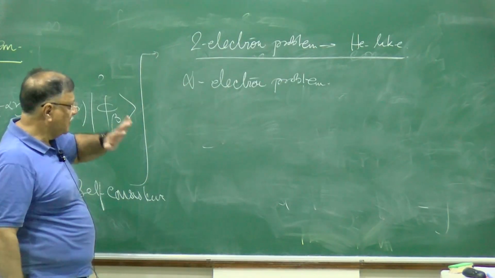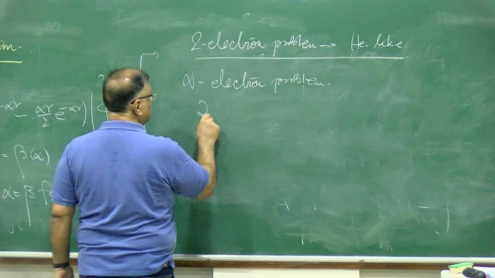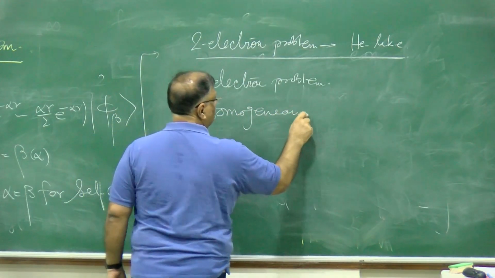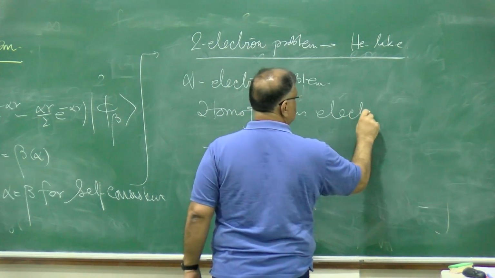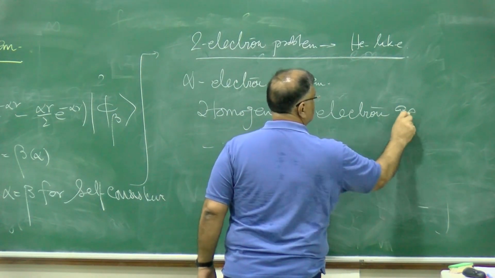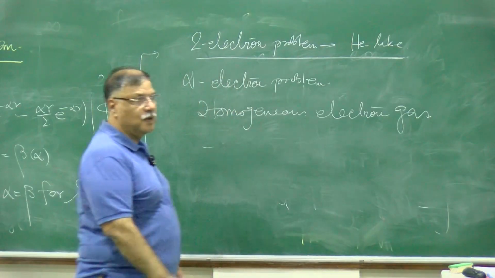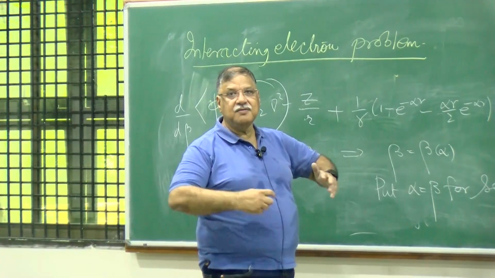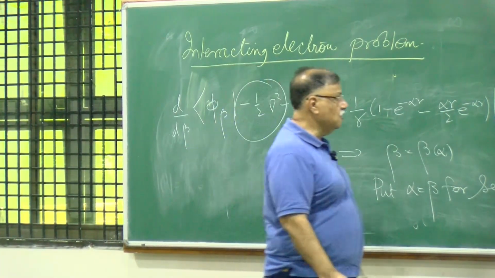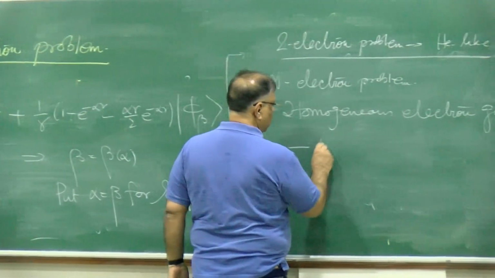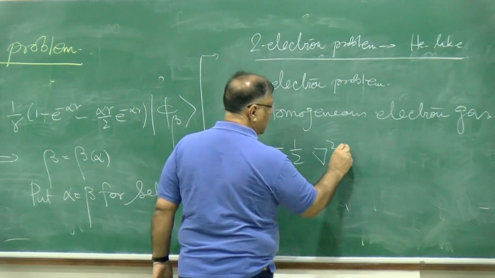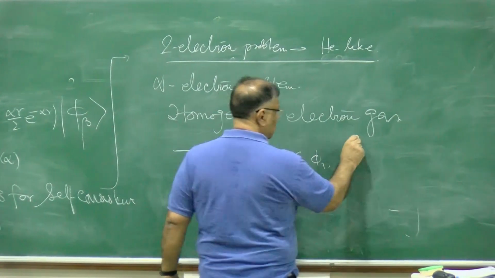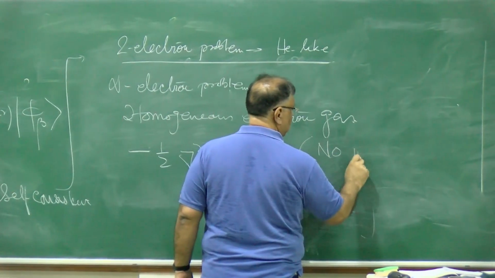There are many subtleties, but right now we'll do the simplest one, and that is the homogeneous electron gas. In this case, we have an infinite number of particles moving in a homogeneous, zero potential. So I have minus del square phi I equals epsilon I phi I. Right now, no interaction taken.